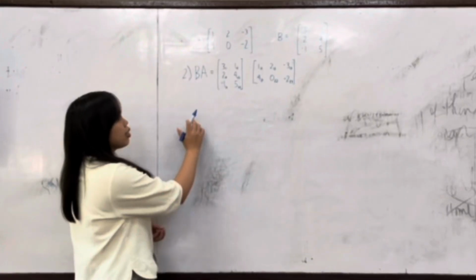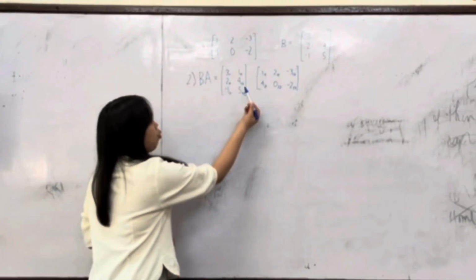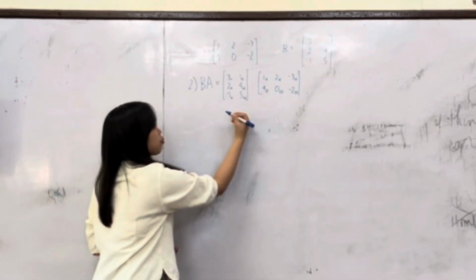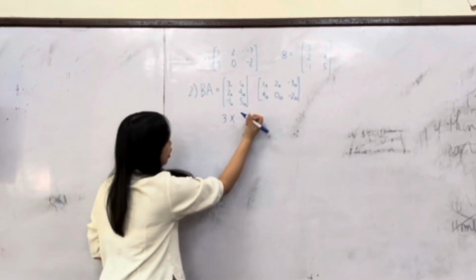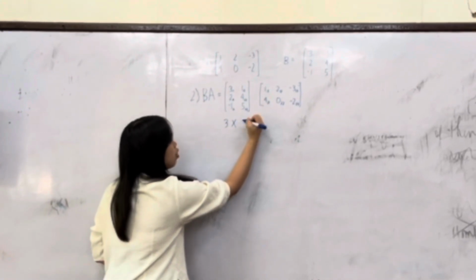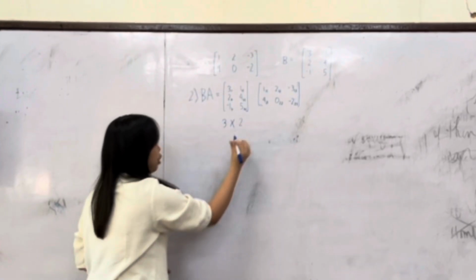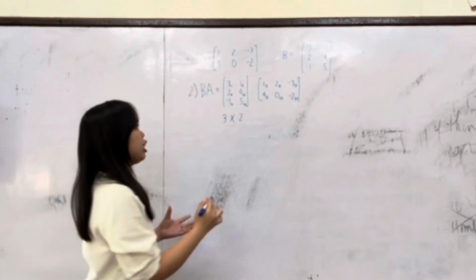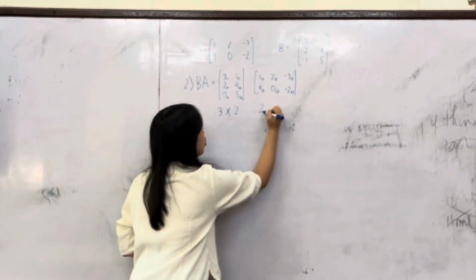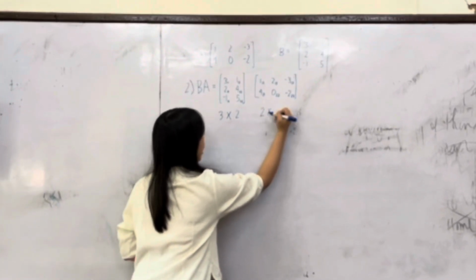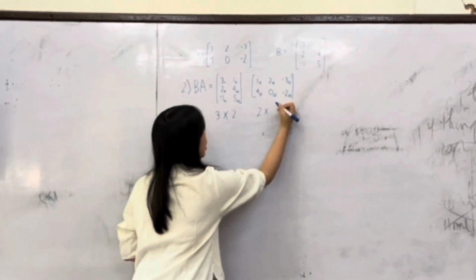So matrix B is a 3 by 2 matrix, 3 rows and 2 columns. Now matrix A is a 2 by 3 matrix.